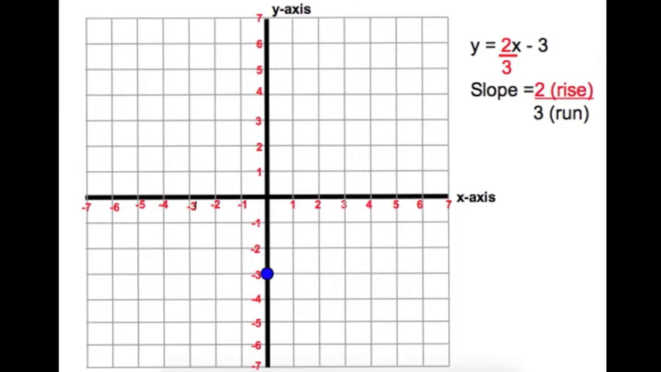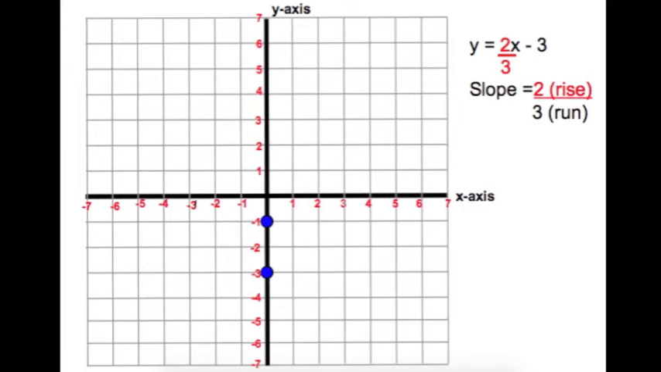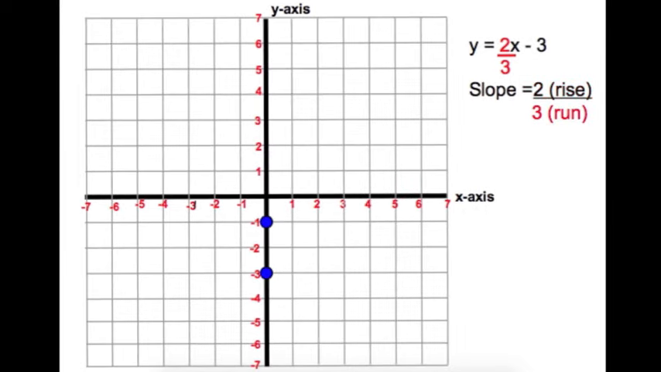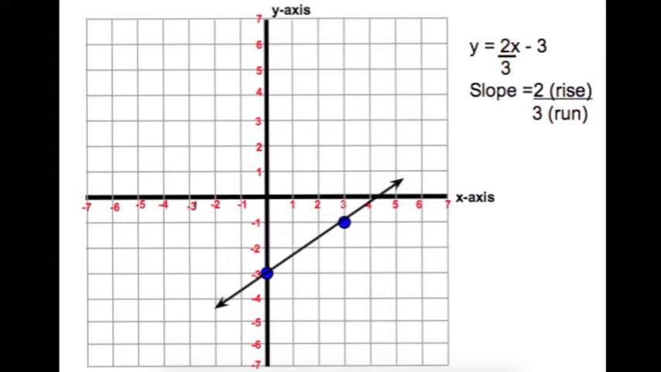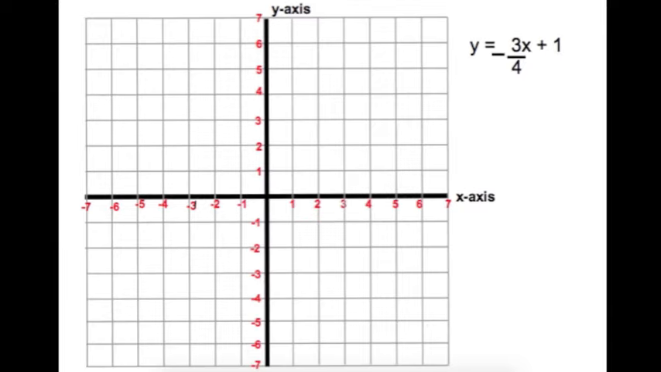Let's start at the y-intercept with a rise of 2, up 1, up 2. Now, a run of 3, over 1, over 2, over 3. Now we have our 2 points to graph the line. This is the graph of y equals 2/3 x minus 3. Notice our slope is positive and our line is increasing from left to right. Let's take a look at one final example. Y equals negative 3/4 x plus 1.